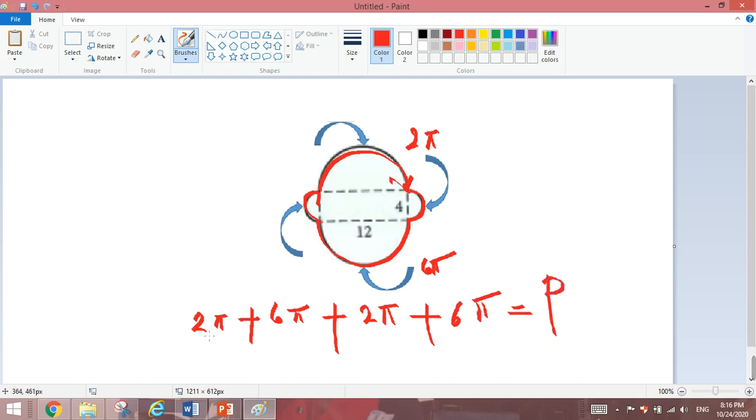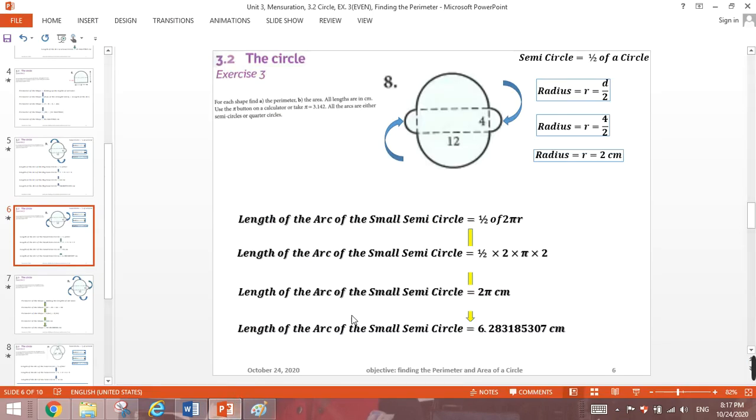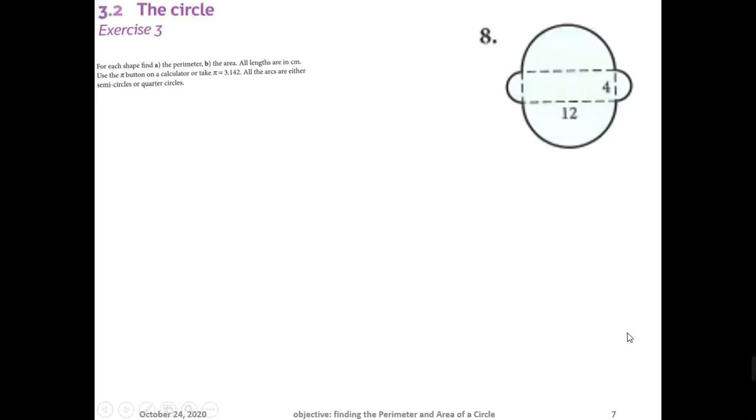If you simplify this, 2 plus 6 is 8. 8 plus 2 is 10. And 10 plus 6, this is 16 pi. And remember, it's centimeter. And this is the parameter, which is equal to 16 times pi. That's how you insert it in the calculator. Or 3.142 times 16. So this is how we calculate the parameter. And let's get back to the presentation here.